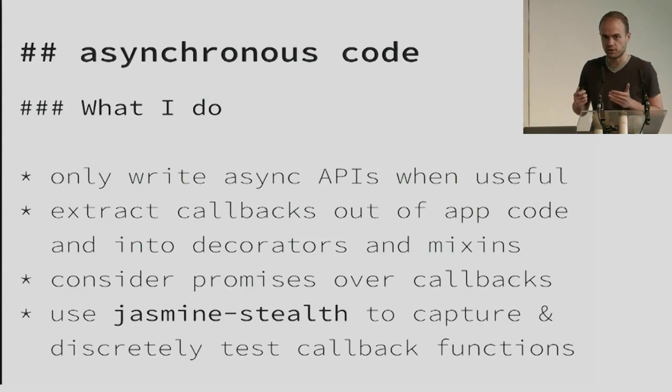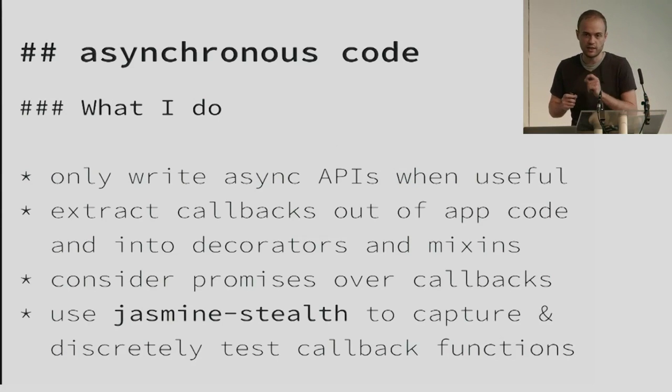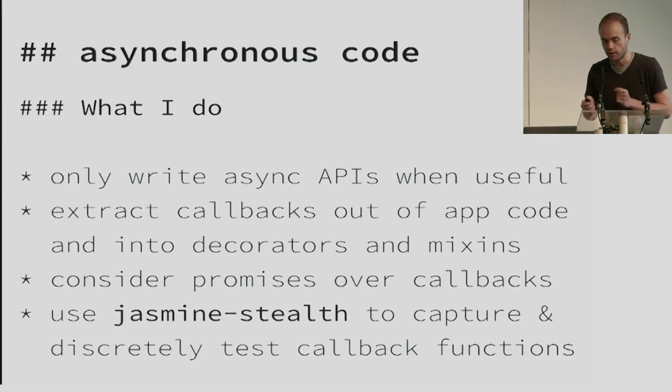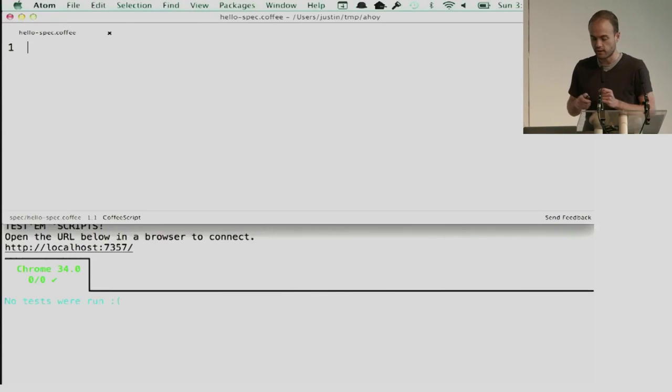But when I am characterization testing something and I want to actually test something that uses anonymous callbacks, you can capture and then sort of re-synchrify things by putting that under discrete test. I've got a tool called Jasmine Stealth that enables that. And here's a really fast-paced example.